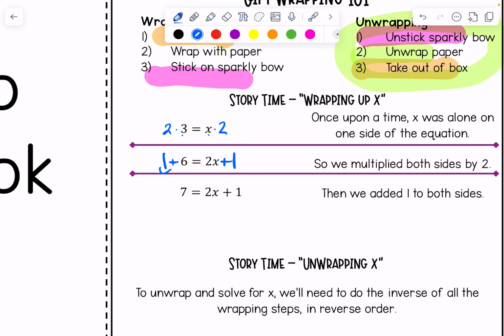Over here, 1 and 6 are like terms. They're both constants. So I get 7. Over here, 2x plus 1, those are not like terms, so I have to leave it as 2x plus 1. So I ended up with this equation, 7 is equal to 2x plus 1. When we talk about solving that, we want to unwrap the equation. I want to undo all of those steps, but in the opposite order.